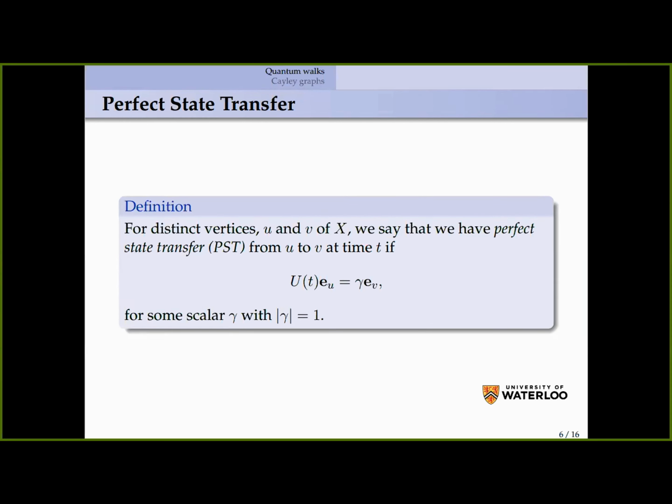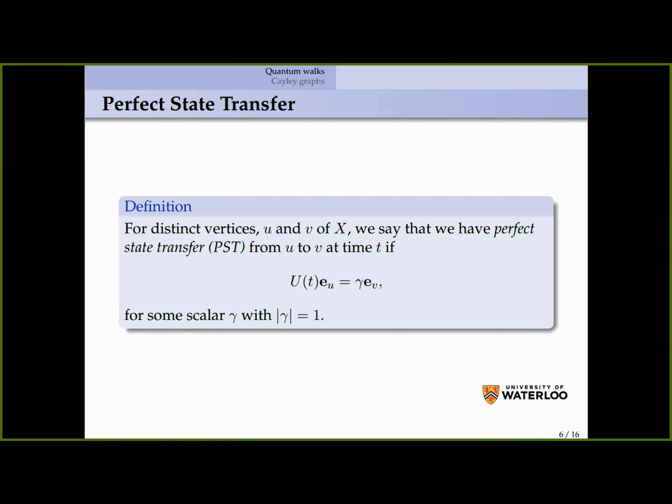Perfect state transfer between distinct vertices u and v in a graph occurs when the u column of the transition matrix is equal to the standard basis vector indexed by v times some scalar, which is going to have absolute value 1. We can interpret this as: we started our walk at vertex u, and then at time t, we know that we are at vertex v with probability 1, or amplitude 1, if we want to.